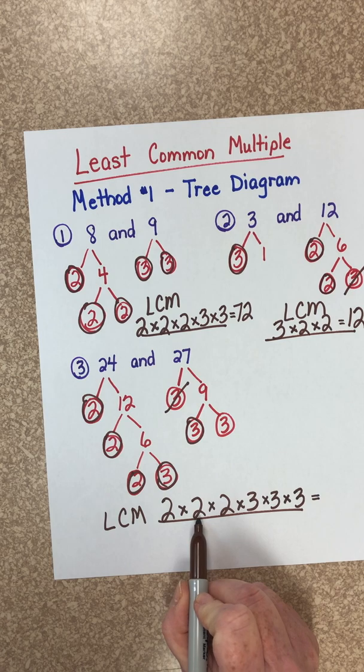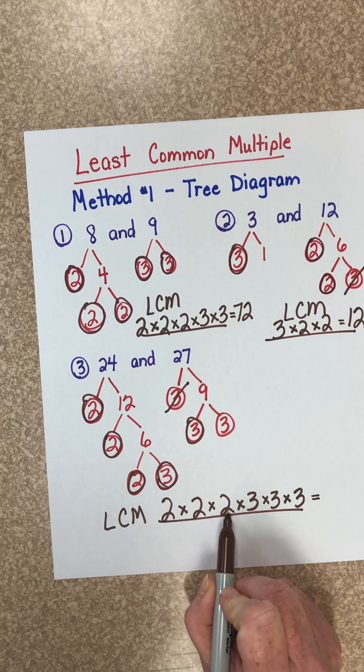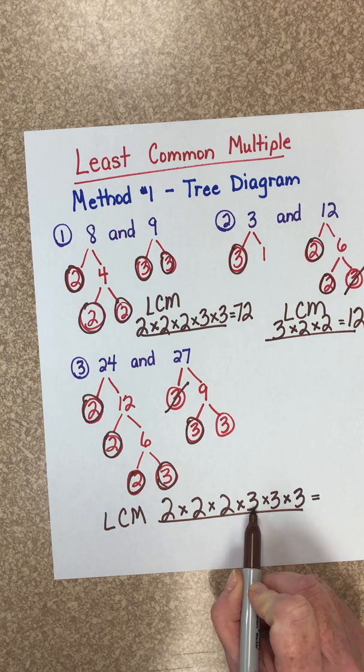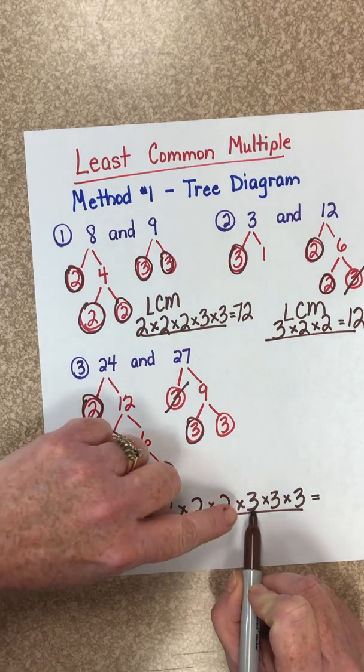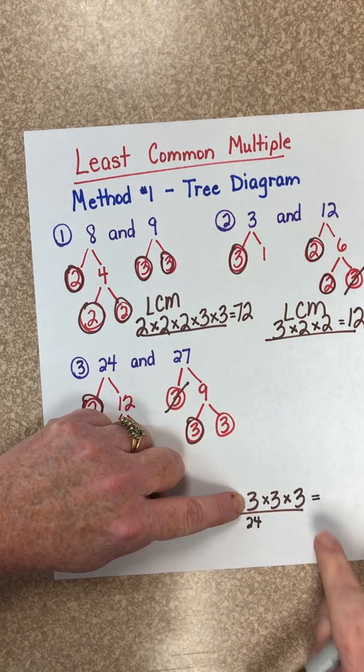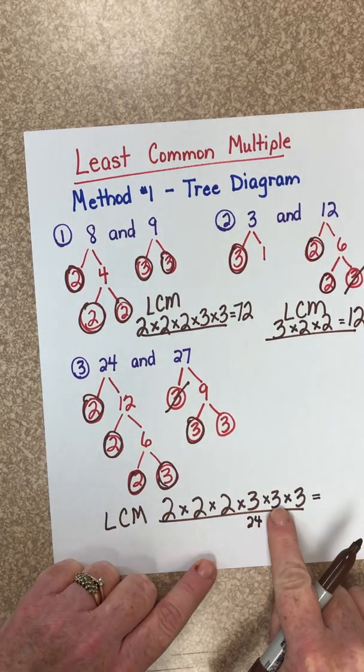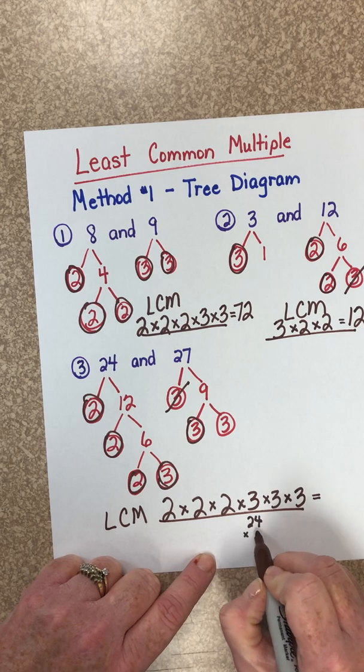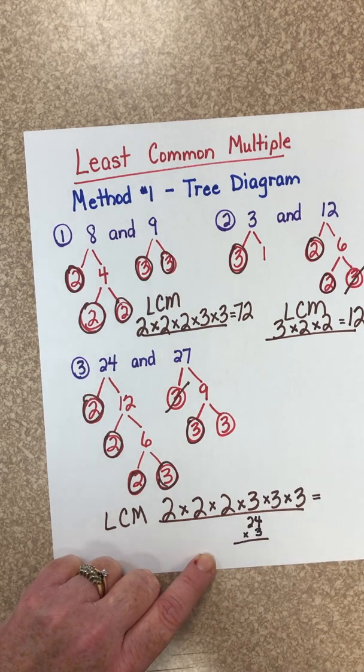2 times 2 is 4. 4 times 2 is 8. 8 times 3 is 24. So I'm going to stop here and I'm going to put a 24 here just to help me keep track. Now I need to know, well, what's 24 times 3? So I'm just going to make me a little note to help me out here.